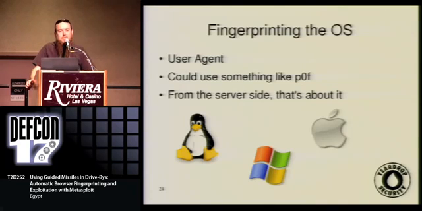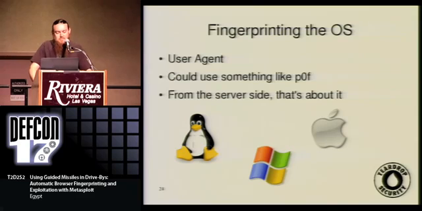Fingerprinting the OS from the server side using the traditional user agent string matching is subject to the same problems as fingerprinting the client. And we could also use something like p0f for passive fingerprinting using TCP artifacts and things that are different about any given operating system from others. But that sounds like work.